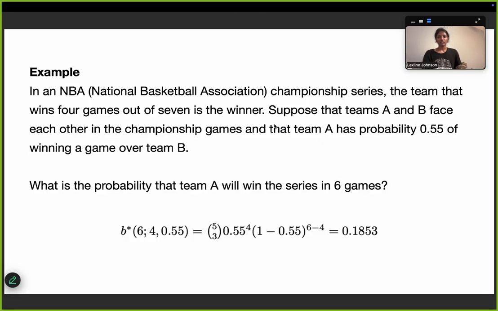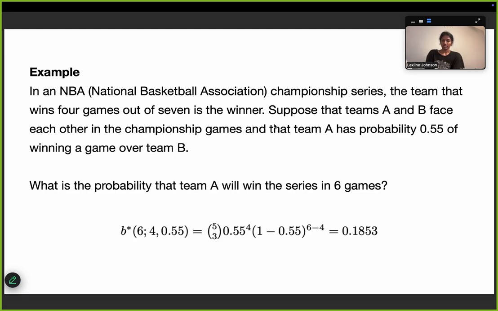So our example can be the following. In an NBA championship series, the team that wins 4 games out of 7 is the winner. Suppose that teams A and B face each other in the championship games, and that team A has a probability 0.55 of winning a game over team B. And so what is the probability that team A will win the series in 6 games?